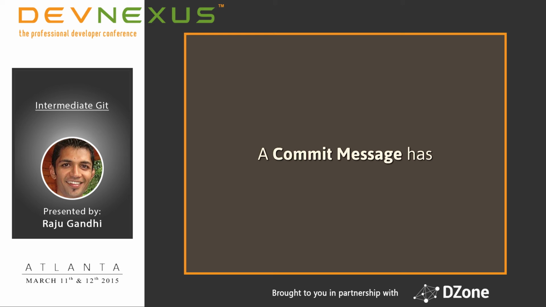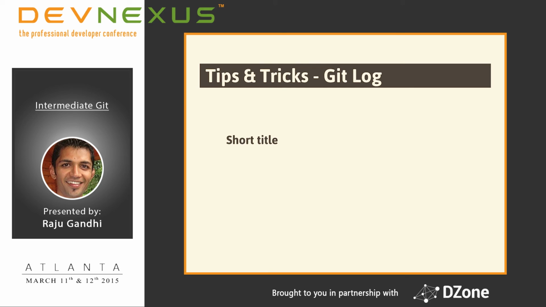A commit message, this is the guidelines the Linux team has established, one that I enforce, but so far have not been very successful. So I'm hoping you guys take this message to your companies and sell it to your developers. A commit message is like an email. It has a short title or a subject which has to be less than 50 characters.